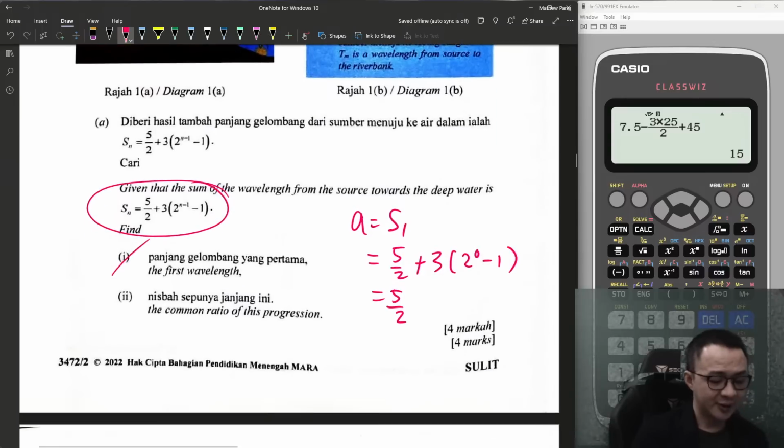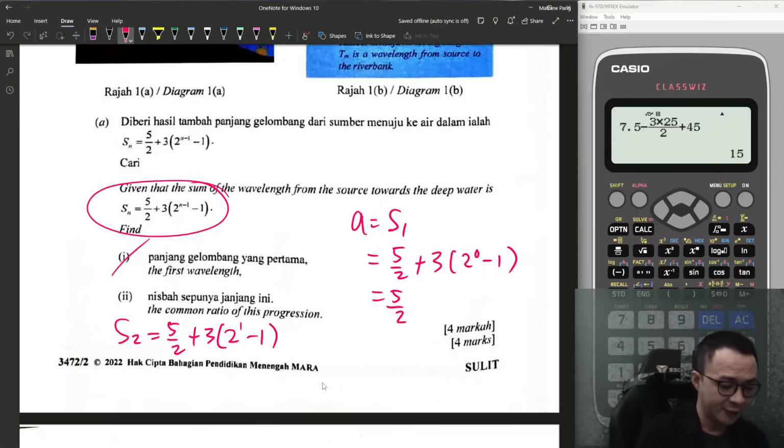Done. Then if you want to find the common ratio, we need to find T2, the second term. So we would find S2 first. S2 is the first term plus the second term, isn't it? So it's 5 over 2 plus 3, 2 power of 1 minus 1. So this one should be 1. So plus 3, this is 6, 11 over 2.